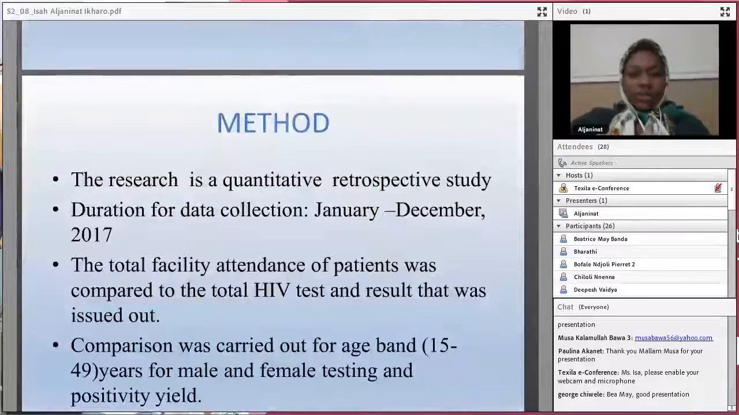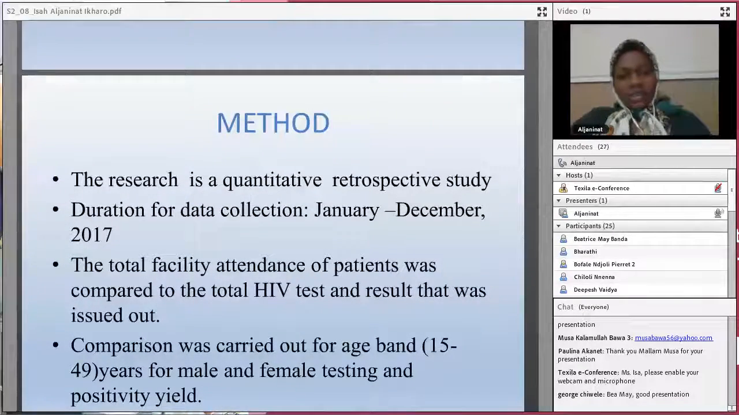So what methods did we use in order to analyze this data? The research is a qualitative retrospective study.